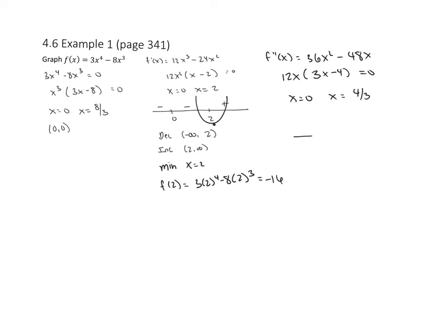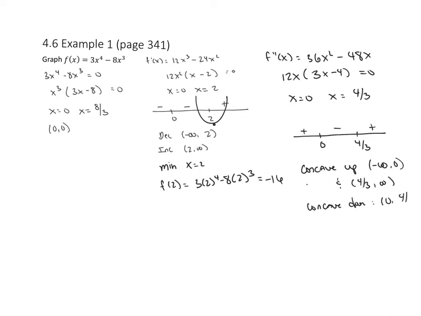Now let's do another chart and find my concavity. So 0 and 4/3. Let's plug in a -1. So I get a negative times a negative, which will be a positive. We'll plug in 1. That'll be positive times a negative, which is negative. And then let's plug in like 5. Positive times a positive is positive. So that means I know that I'm concave up from negative infinity to 0 and from 4/3 to positive infinity. And I'm concave down from 0 to 4/3.